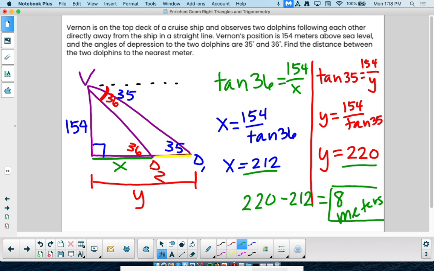How about you guys read the next problem and see if you can draw your own picture? To be honest, it's very similar to this one, but just a different scenario. It's gonna be like a double triangle situation. And I'll catch up to you.